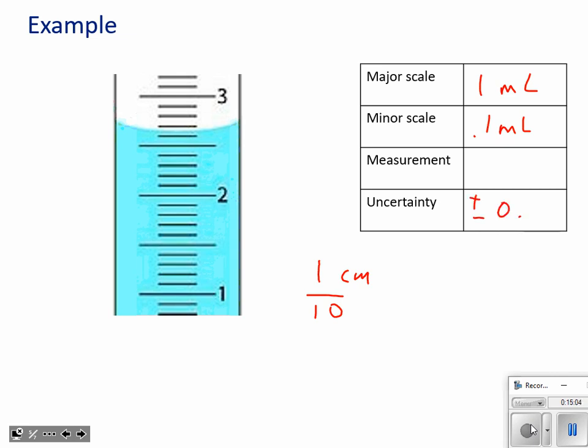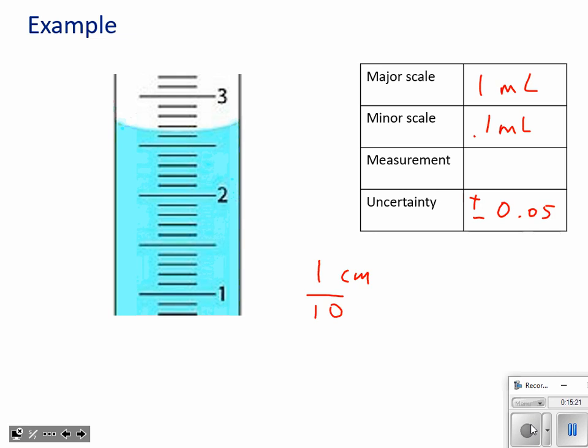Plus or minus 0.05. So this one is just like what? The meter stick that we just had, right? So this is going to be similar to the meter stick we just dealt with.